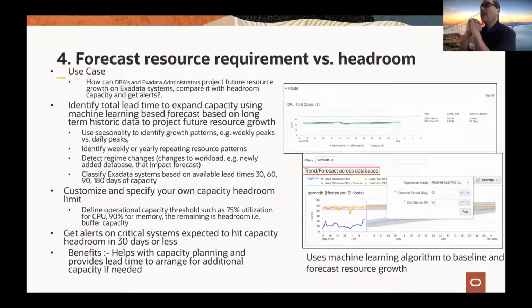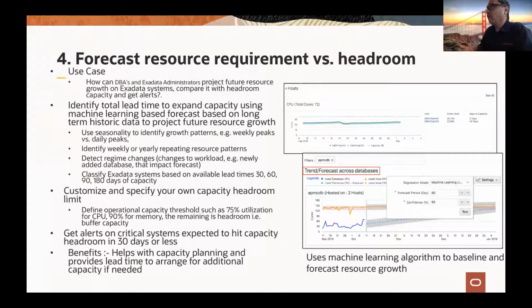Then the fourth tip is forecast your resource requirement versus your headroom. Every customer, every environment has unique requirements in terms of performance, SLAs, and objectives. So if I define a headroom, I must know with respect to that headroom how much capacity is available. And after a certain period of time, let's say 30 days, 90 days, or even 365 days, do I have enough capacity left so that I can meet my SLAs?